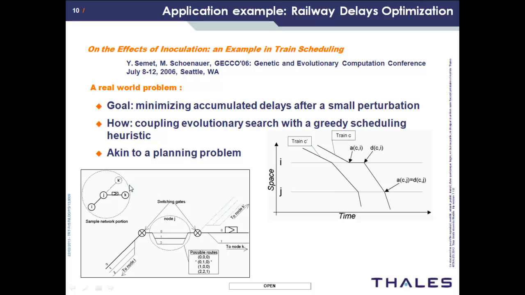The degrees of freedom for this problem include the tracks that you can be on in the various portions of the network and the arrival and departure times at the particular stations.